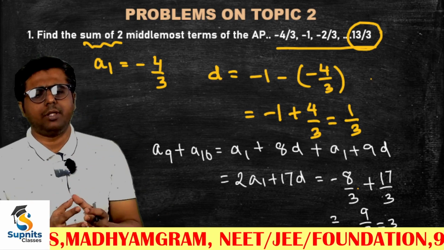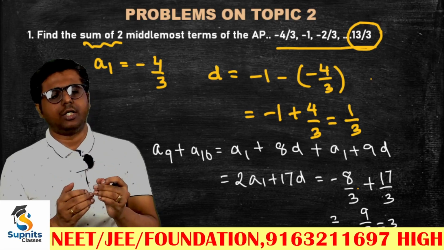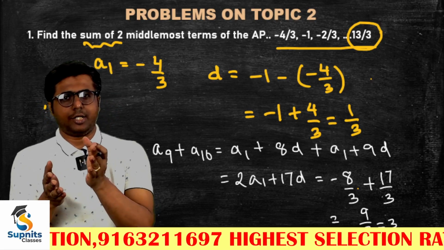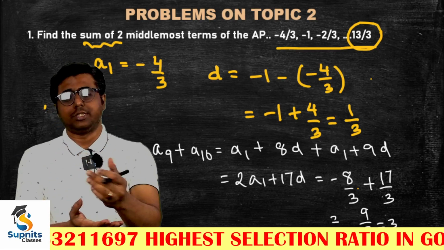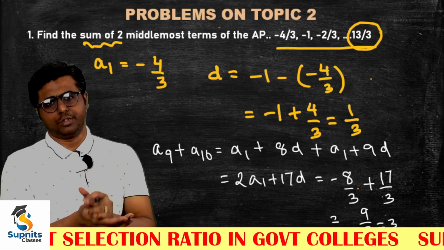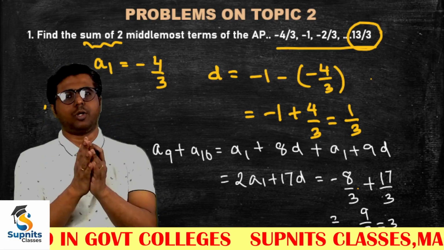Okay. So, this problem was a little lengthy, because you have to find out which terms are the middlemost terms. First of all, you need to find the number of terms, because only then do you know whether it is odd or even, and after that you find the middlemost terms and then add them.